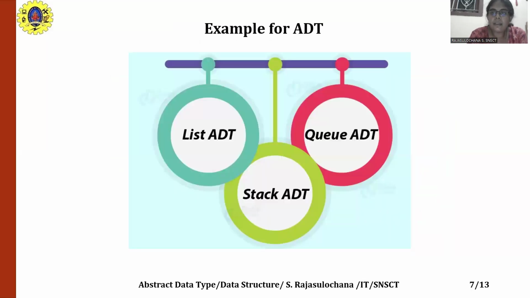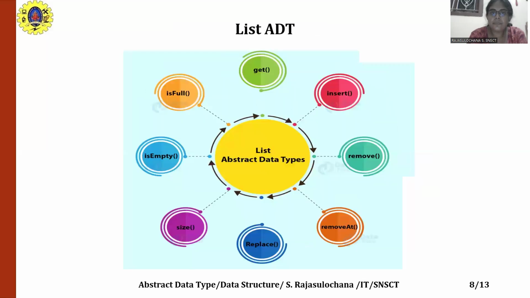Some examples of abstract data types are list ADT, stack ADT, and queue ADT. In the forthcoming slides, we will discuss all these different types of ADTs in detail: how list ADT is implemented, how stack ADT is implemented, and how queue ADT is implemented. All these ADTs can be implemented using an array as well as using a linked list. Both have their own advantages and disadvantages.